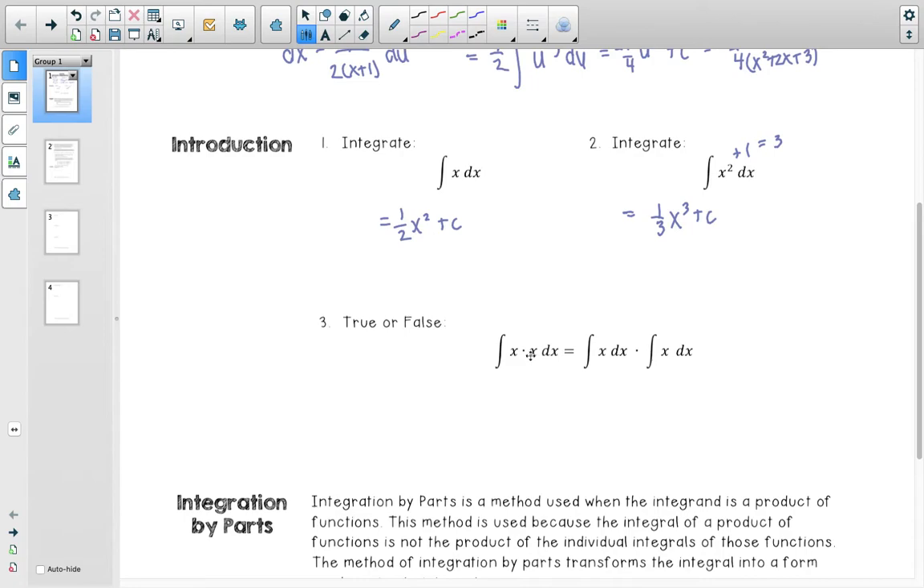True or false? If I take x times x, which is equivalent to x squared, and I separate it this way, will I get the same answer? Well, let's see. We said x squared is 1/3 x cubed plus c, but we don't need to write it. And then if we have just the integral of x, you get 1/2 x squared times 1/2 x squared. Well, right away you can see the 1/2 and 1/2 will not give you a 1/3, or 1/4, and x squared and x squared will give you x to the 4th power, and not that. So this is false.